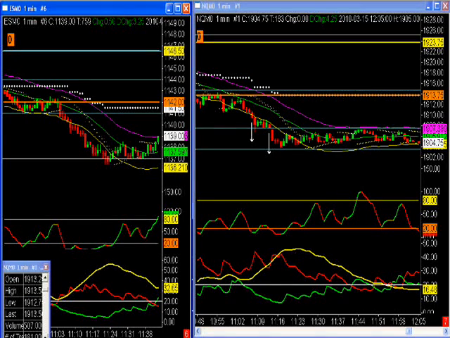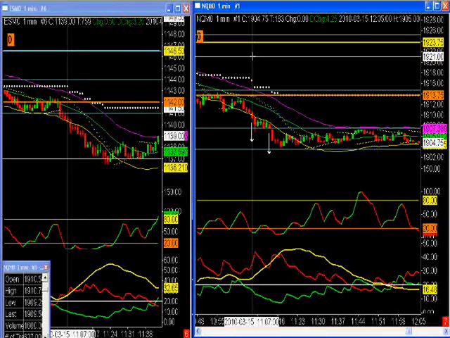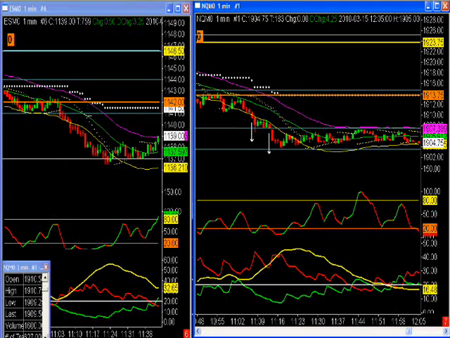And this was in the afternoon on Monday, just before lunch, and it was at 11:07. And you had a setup occurring on both the ES and the NQ. NQ here, ES here. And I was so busy deciding which one to take that I missed both of them. And so that was a little maddening.